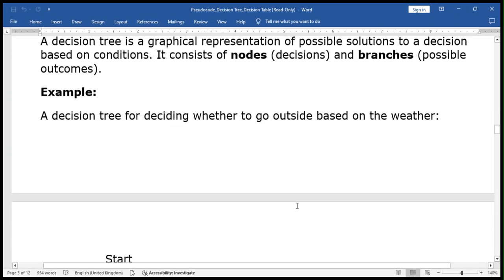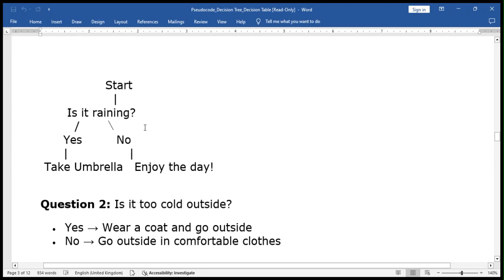So example, create a decision tree for deciding whether to go outside based on the weather. So you start. Then, is it raining? This one is the node, the root. Then you branch. Is it raining? So this is what we are considering. Then more branches, the branches or the leaves. The leaves are the output. So it can be either yes or no. Then if it is yes, take an umbrella. If no, enjoy the day.